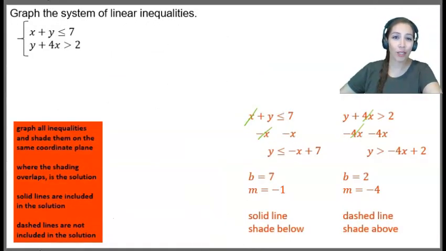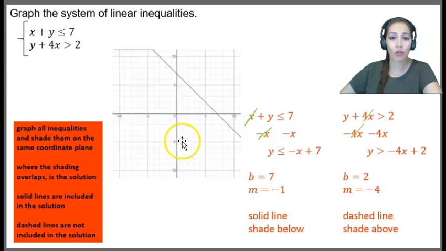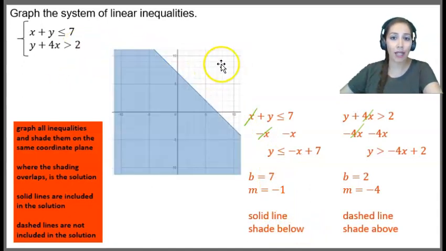Now that we have Chloe's cheat sheet notes, let's look at what these look like when we graph them. We're going to graph both inequalities on the same coordinate plane and shade them. That way we can see where they overlap so we can find the solution. The first one I'm going to graph is x plus y less than or equal to 7. We got it in this form, where we can see our y-intercept is 7, and our slope is negative 1 over 1. Solid line, and we are going to shade below, which means going down the y-axis, and that would end up looking like this.